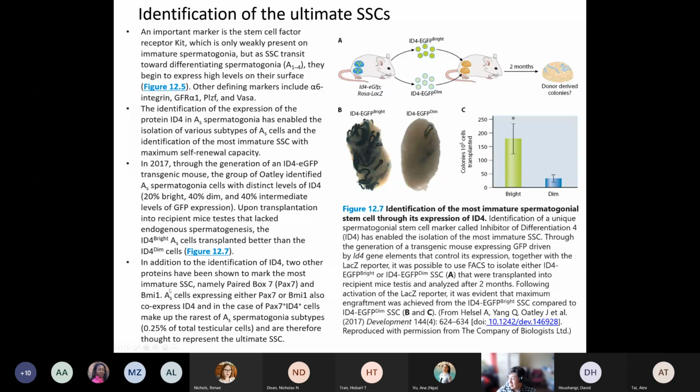But later on, scientists found even more markers, for example, PAX7 and BMI1.